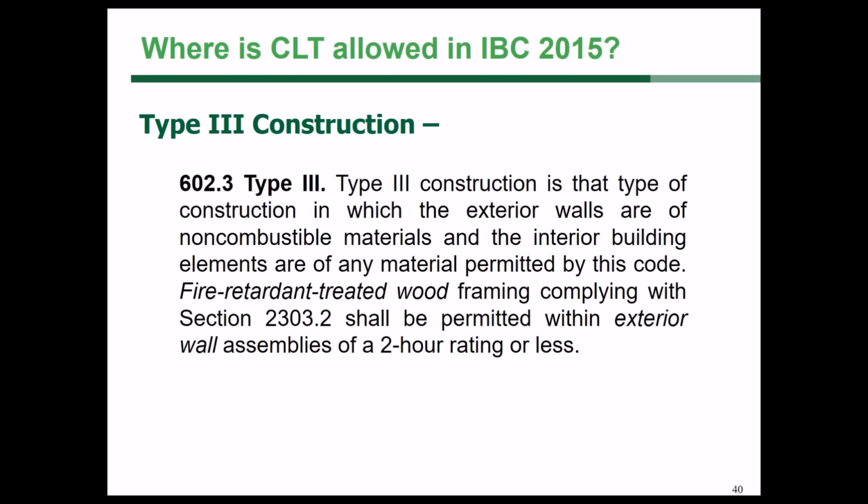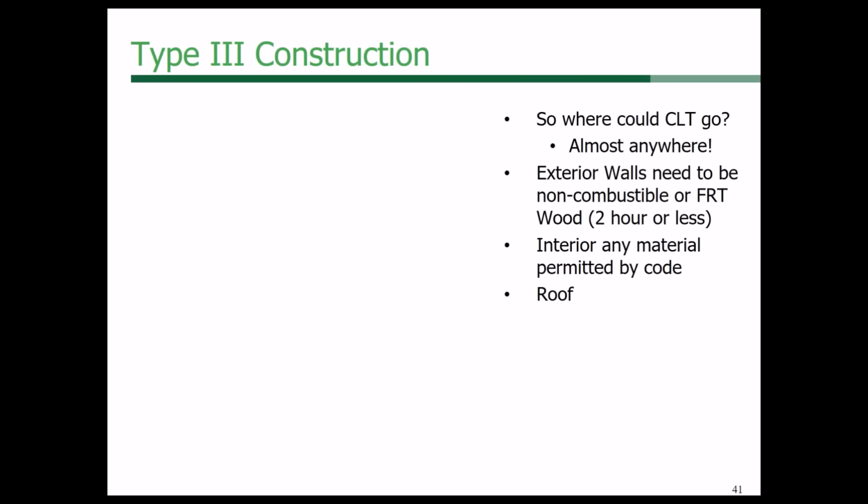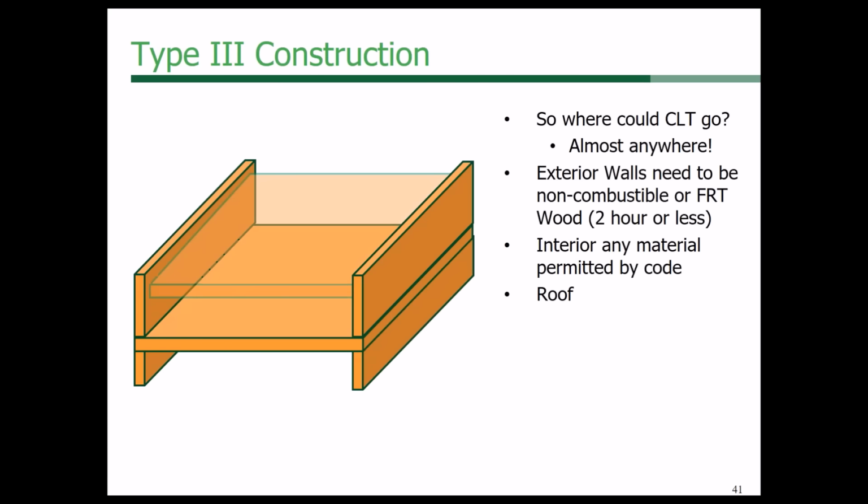Now, one other aspect is that it can also be used under Type 3 construction, where some people were confused, thinking that simply because it's under heavy timber, it cannot be used under Type 3 or Type 5. But what Type 3 construction states is that the exterior walls need to be of non-combustible material, but the interior building elements are of any material permitted by the code, and cross-laminated timber is permitted by the code. So, other than the exterior walls, the floor, the roof, and interior partitions can all be made out of cross-laminated timber.